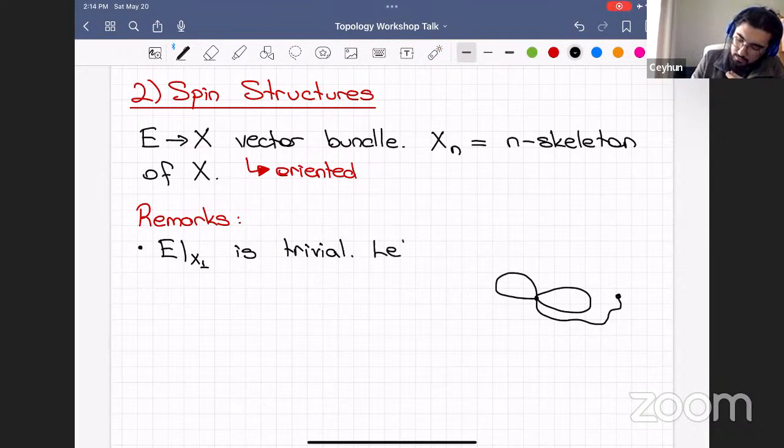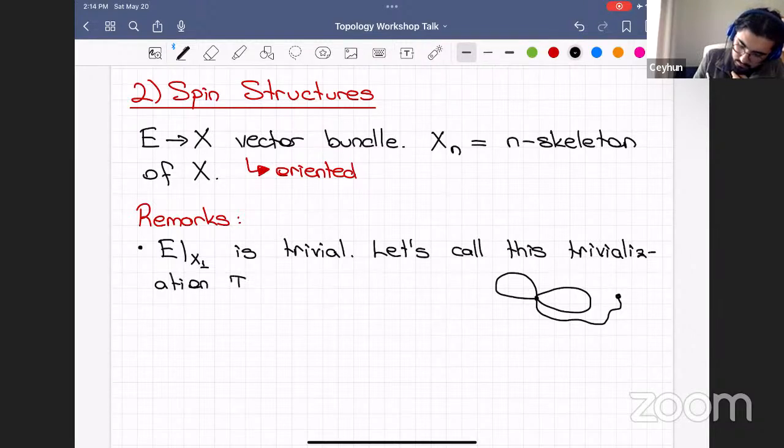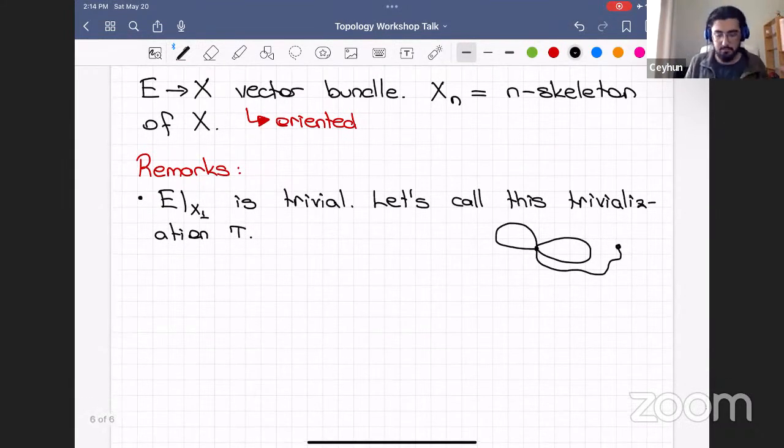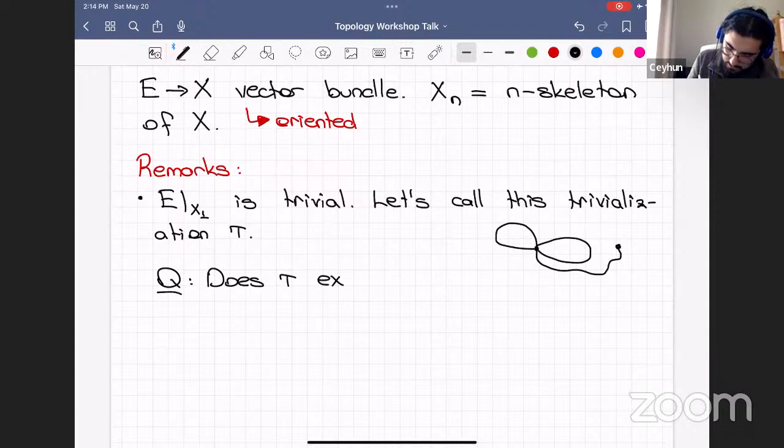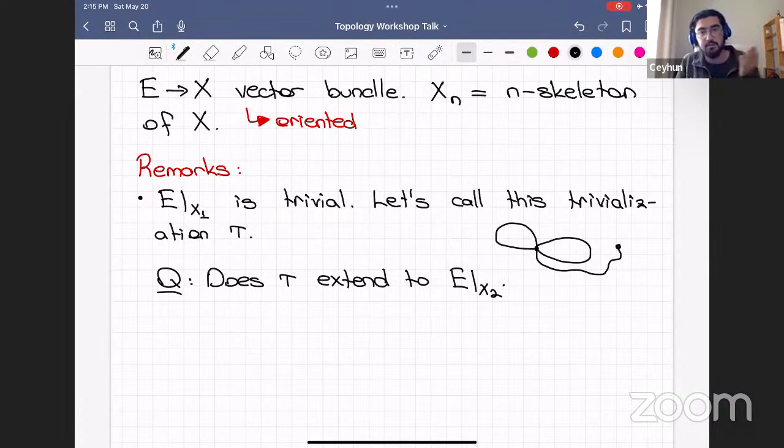Okay, let's call this trivialization tau. So we want to extend this trivialization tau to the two skeleton. So the question is, does tau extend to the restriction to the two skeleton? And this doesn't really need to be true. We want to come up with an obstruction that determines whether such an extension exists.